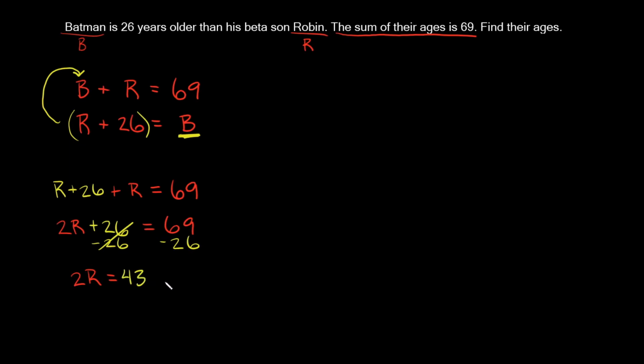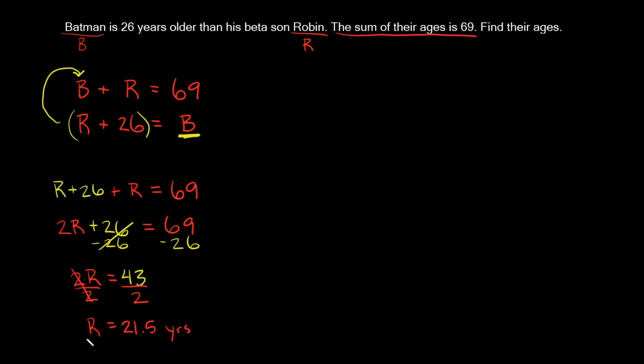Yeah, 43. Okay, so in order to solve for R right here, we need to get rid of the 2, and I'm going to do that by dividing by 2. And what we do to one side, we do to the other, right? So then these 2's cancel out, and we're just left with R is equal to 43 divided by 2, which is equal to 21.5, okay? So we just found Robin's age here, right? Robin's age is equal to 21.5 years, 21.5 years old. Okay, so we figured out Robin's age.